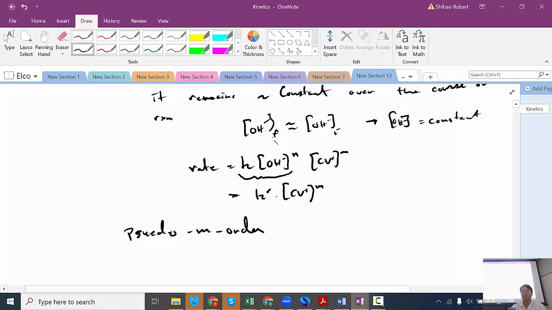It's a trick. We can do the same thing. We can keep the crystal violet very high. If we keep the crystal violet very high, then the rate only depends on the hydroxide concentration. We could do that as well. So now the graphical will work, because the graphs are only going to be based on M, not M and N.